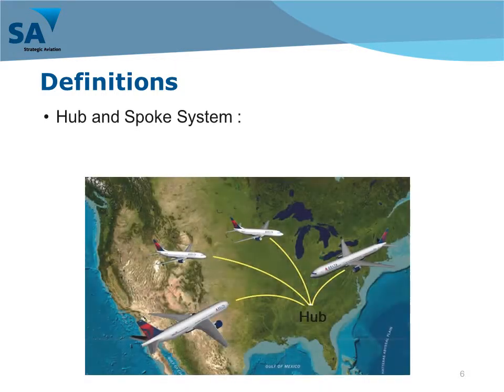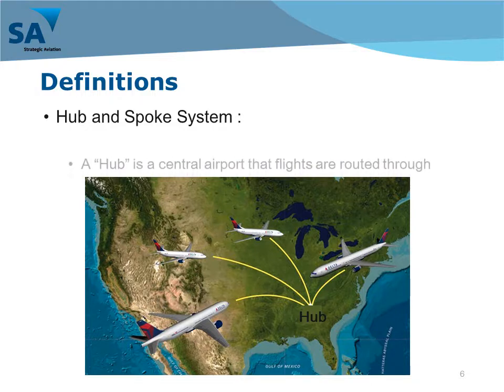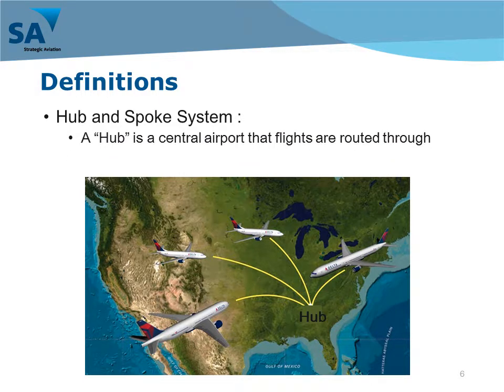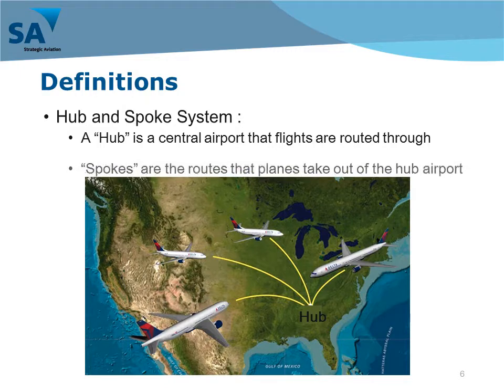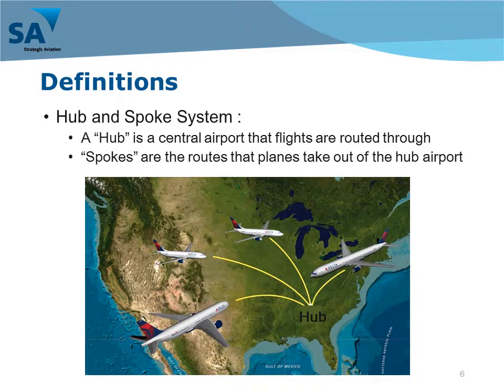Hub and spoke is one of them. The hub and spoke system is how planes move from one airline to another. A hub is a central airport that flights are routed through, like Vancouver, whereas spokes are the routes that planes take out of the hub airport.